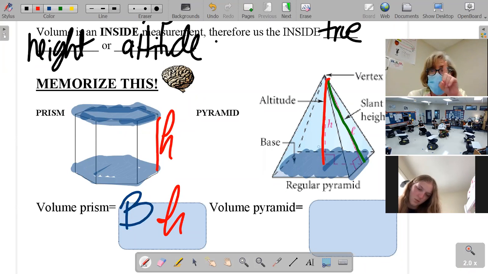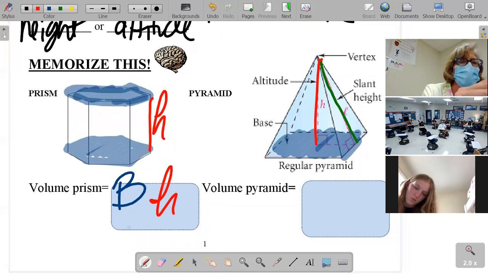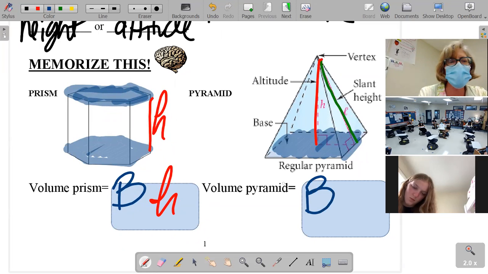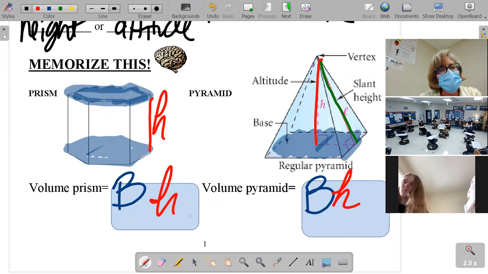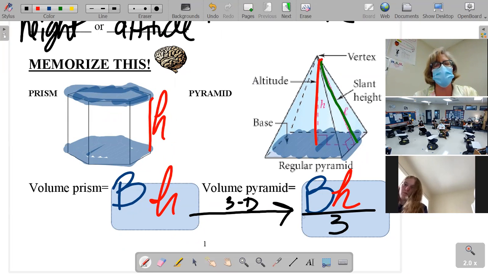A pyramid has 1 base, but 2 different heights, the slant height and the true height. We use the true height for volume. So we start with the same idea, area of the base, that's why it's capital, times the true height. But because it's 3 dimensions, 3D, and we're losing volume, we divide by 3. Pyramids and cones are area of the base times the height, divide by 3.